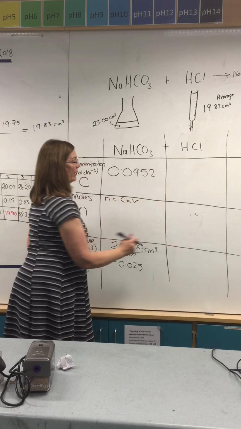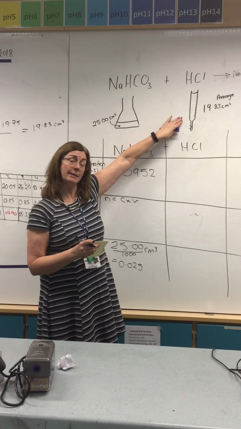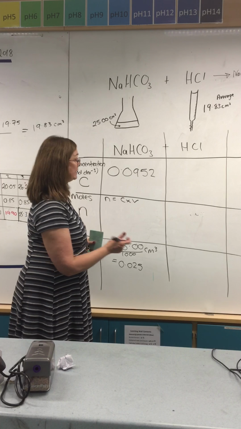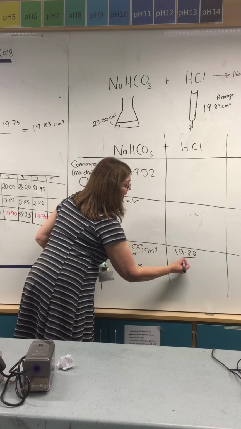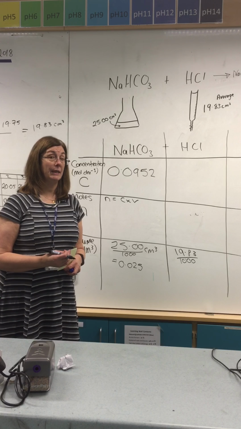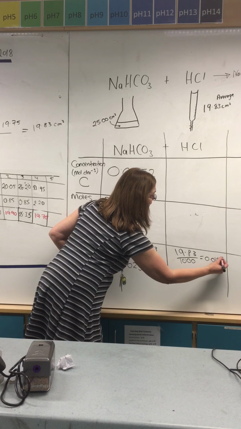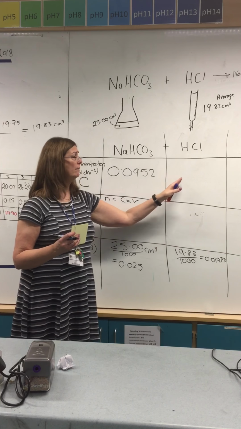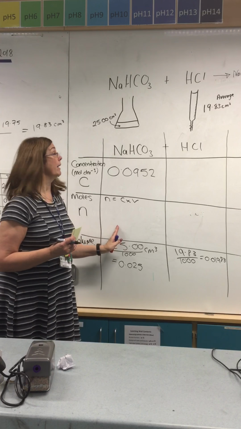The other thing that I need to put in here, I know the average titer for the hydrochloric acid, it's what I had in my burette, and I calculated the average a little bit earlier. So it's 19.83 centimetres cubed. So I'm going to turn it into decimetres cubed, and I do that by dividing it by 1,000. So the answer here is 0.01983. So that's my decimetres cubed. I've got no other information here. I'm going to have to calculate that from this side.